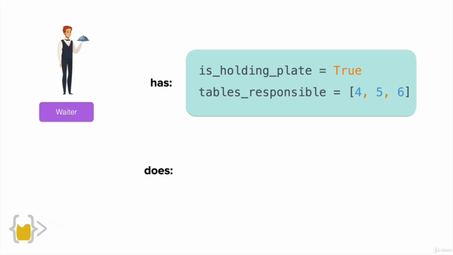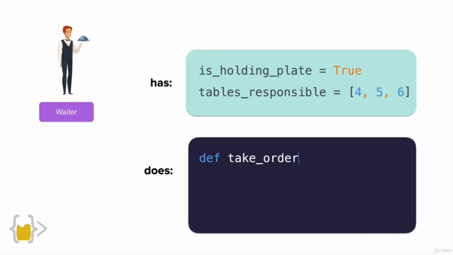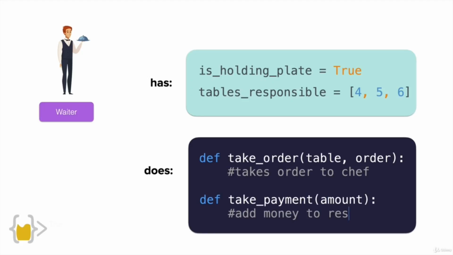Now, it also has things that it does. Maybe they're able to take an order to the chef, and maybe they also need to take payment and add money to the restaurant. So these 2 different things, what the waiter has and what the waiter does, are the 2 most important things that make up an object: its attributes and its methods. By looking at the code, you can pretty much see that the attributes is basically a variable. An attribute is just a fancy word for a variable that's associated with a modeled object, like our waiter here.